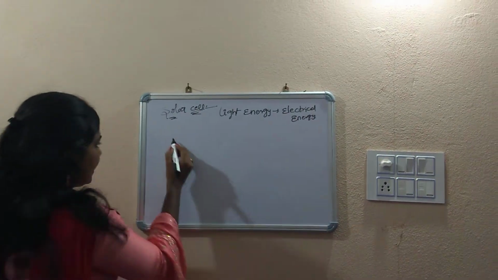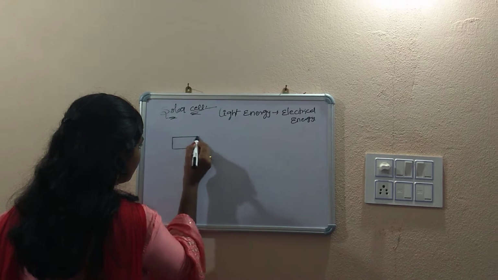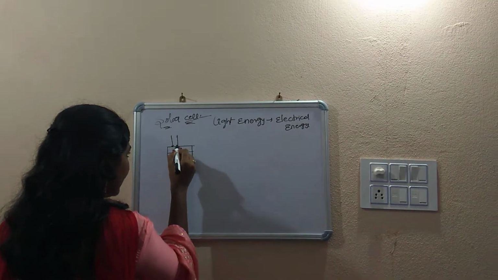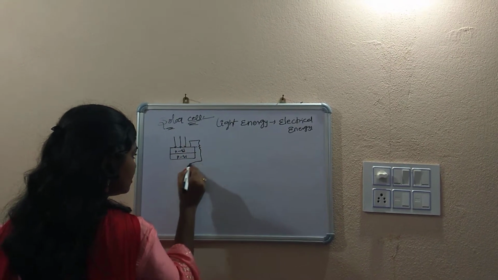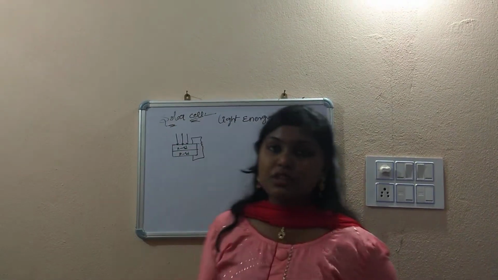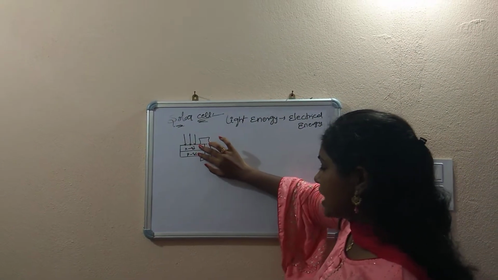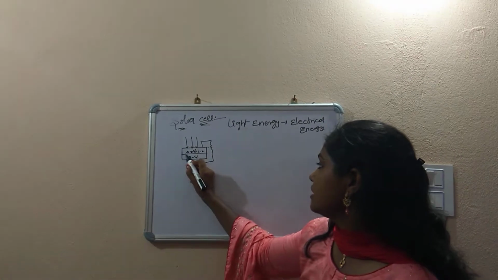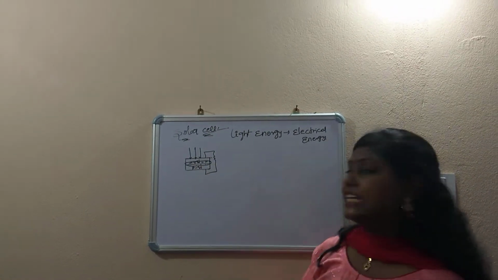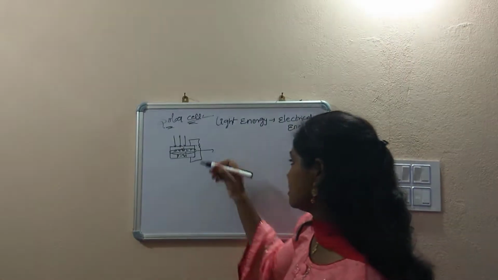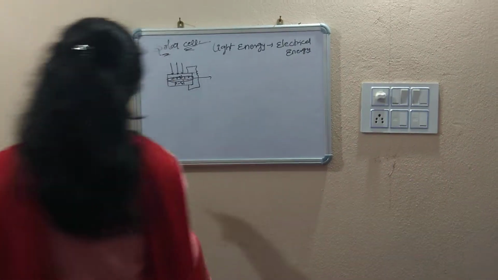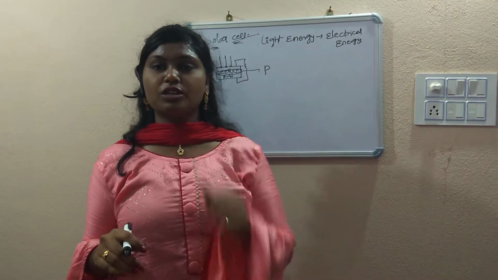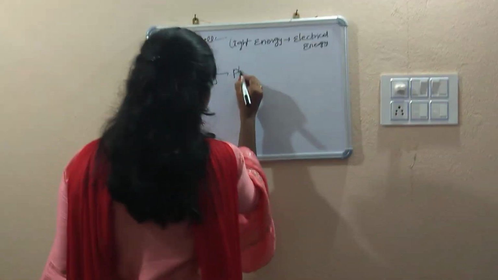So we take a PN junction diode. When light is exposed on the PN junction diode, the charge carriers diffuse to the junction. That means positive and negative ions form, and due to them an electric field exists. Because of that electric field, we get a current due to the photons. That is called photocurrent.